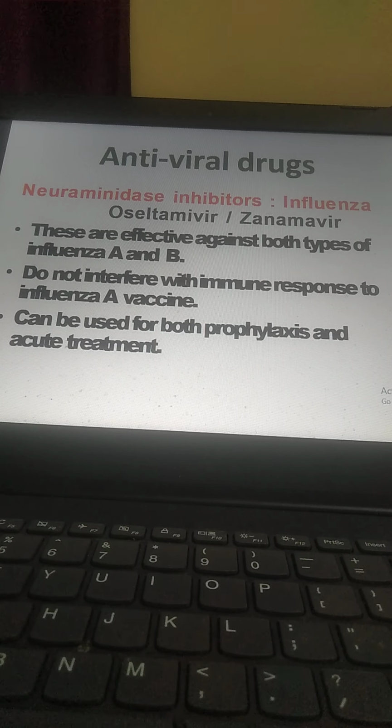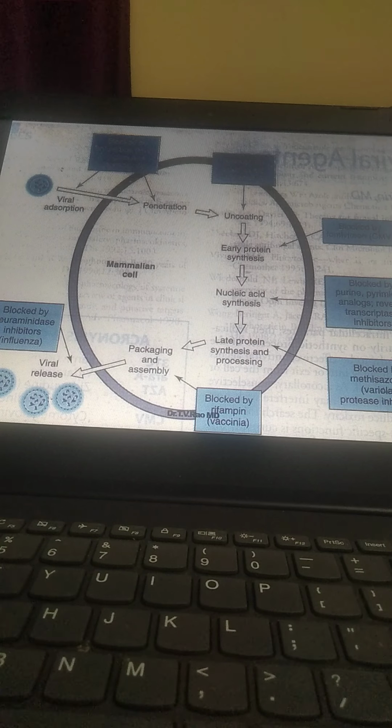Oseltamivir and zanamivir are effective against both influenza A and influenza B. They do not interfere with the immune response to influenza vaccine. They can be used for both prophylaxis and acute treatment. I have already told you the drug is given for prophylactic as well as therapeutic purposes. I have already given this sketch diagram.